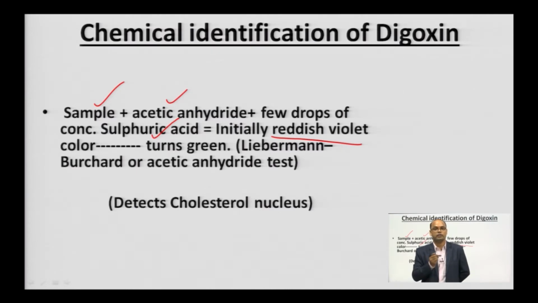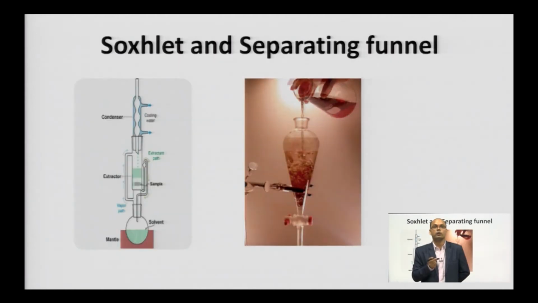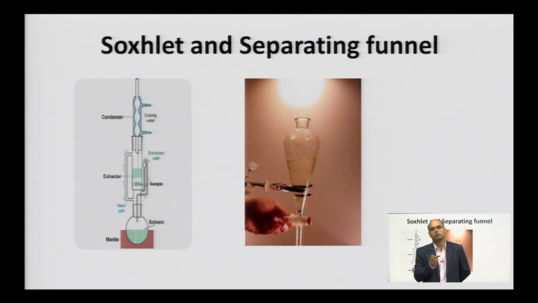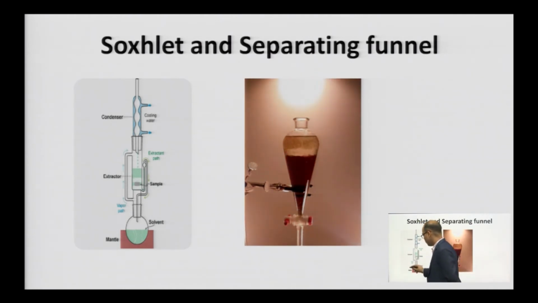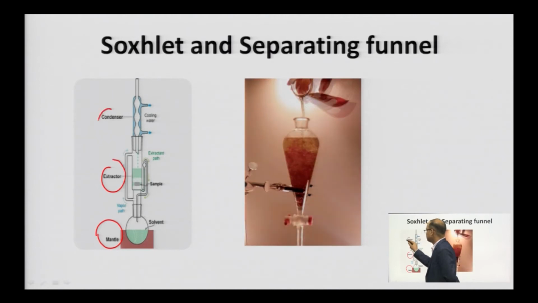Now you have isolated the drug, and you have confirmed the presence of cholesterol nucleus inside the extract or your isolated phytoconstituent. Moving on to some instruments which we have used for carrying out the extraction, evaporation and separation of phytoconstituent from one solvent to another. So, this is the Soxhlet apparatus. It consists of 3 parts: the heating source, the extractor and the condenser.